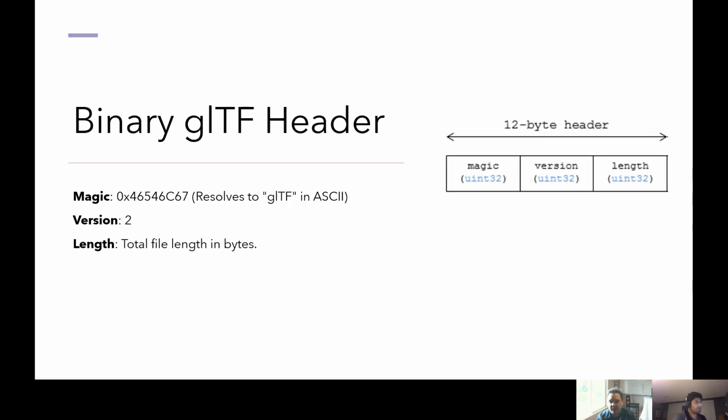So looking at the header, there are three values. Each one is 4 bytes. The first one is a magic number, and it resolves to the ASCII representation of the letters glTF. The second is the version. In this case, it's version 2.0, or they just write 2. So basically, the first 8 bytes are going to be the exact same for almost every GLB out there. And then the length is the total length of the entire file.